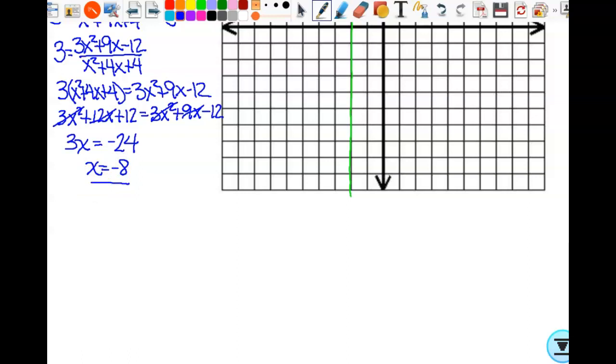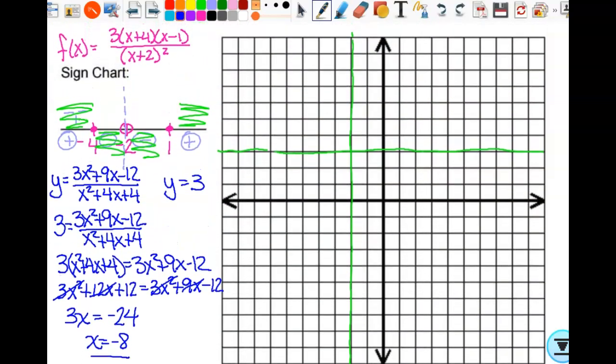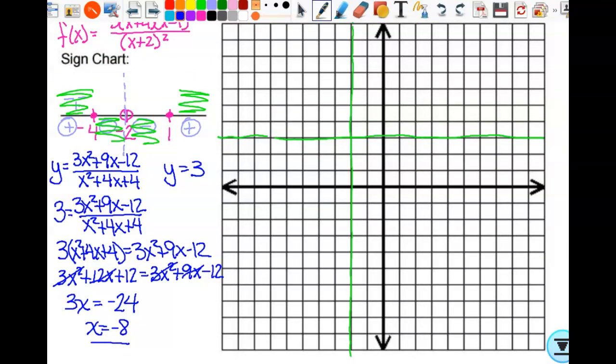Where did I lose you? Is it the 12s? I had 12 over here. I subtract it to the other side. That's where I get my negative 24. So x equals negative 8, which means we do intersect the asymptote, and it's at negative 8. So 1, 2, 3, 4, 5, 6, 7, 8. Right there, we're intersecting the asymptote.